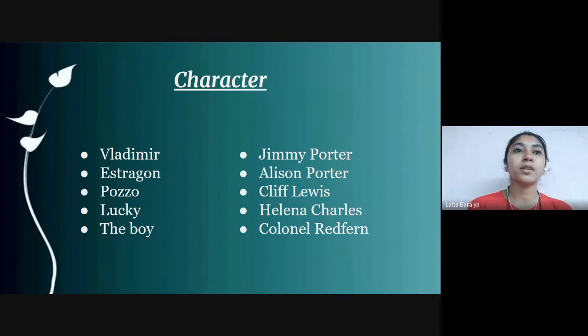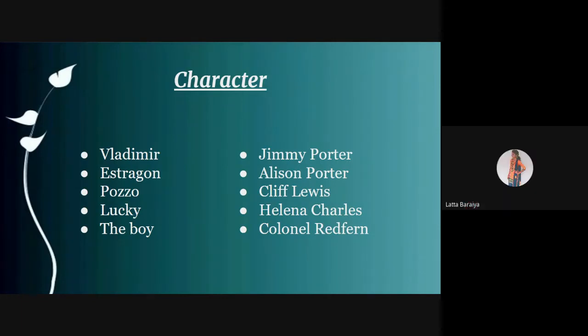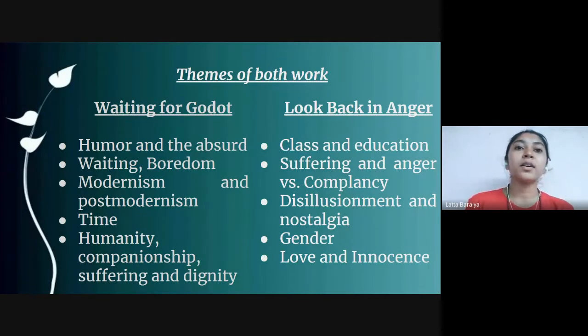These are the characters of both plays. In Waiting for Godot, Vladimir, Estragon, Pozzo, Lucky, and the boy are the major characters. And in Look Back in Anger, Jimmy Potter, Alison Potter, Cliff Lewis, Helena Charles, and Colonel Redfern. Jimmy Potter is the main character of the work. He belongs to a poor, middle class family, while Alison Potter, his wife, belongs to an upper middle class family. Cliff Lewis is a friend of Jimmy Potter. Helena Charles was a friend of Alison Potter, and Colonel Redfern is also a friend of Jimmy Potter.